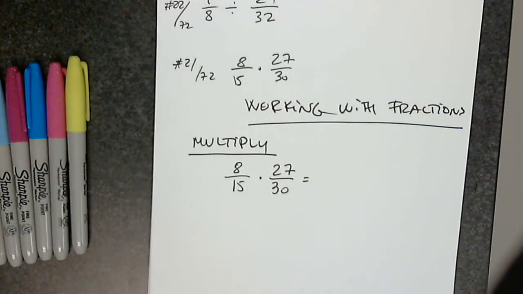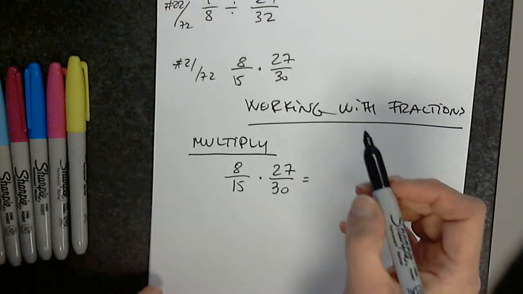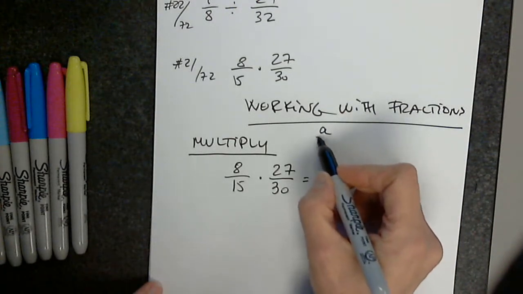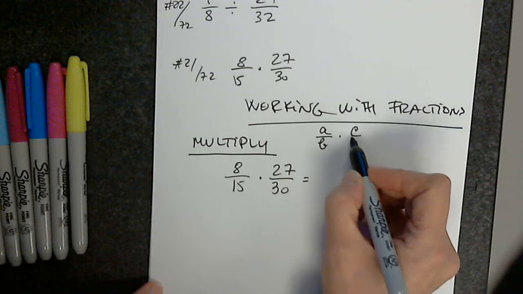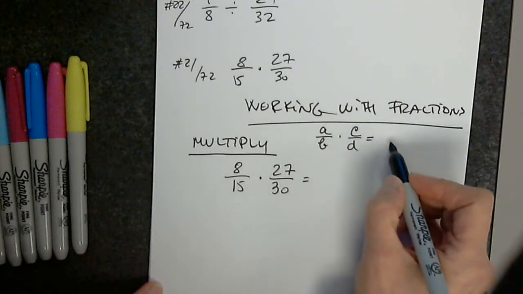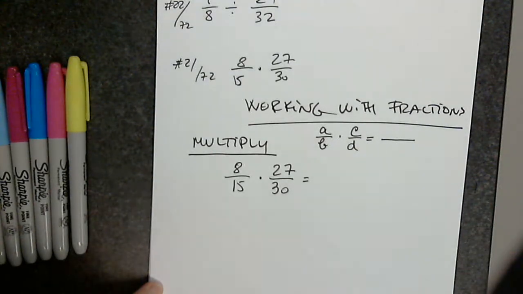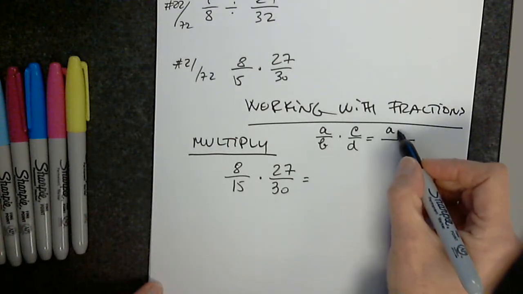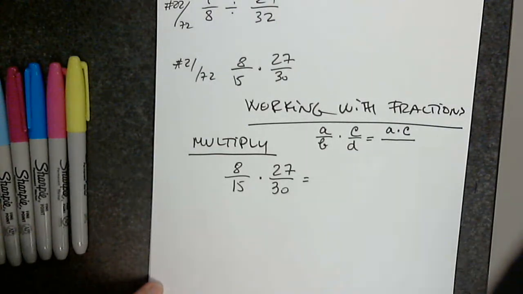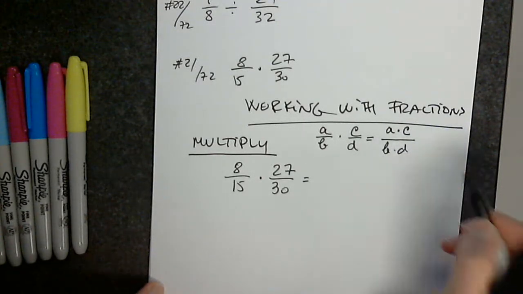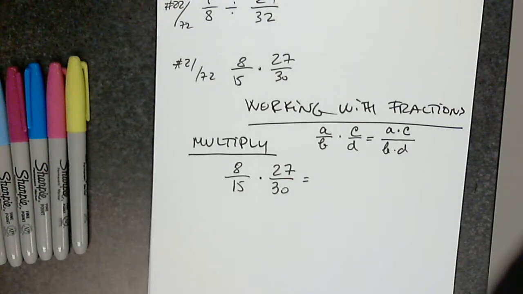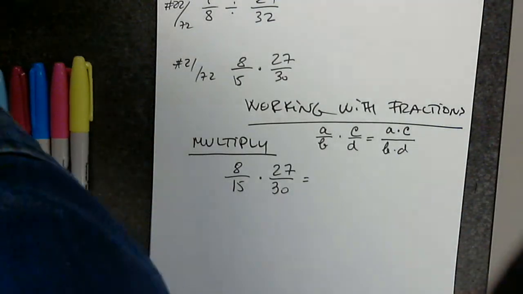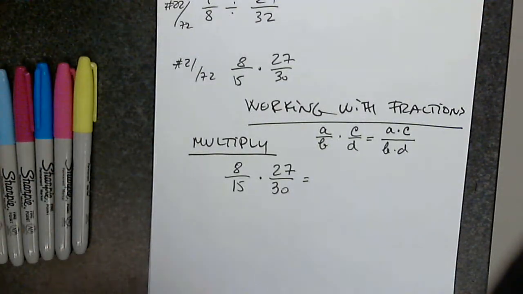multiply the top and multiply the bottom because that's the procedure, right? So let's write the procedure first. A over B multiplied by C over D is multiply the tops, A times C, multiply the bottom, the two numbers, factors in the denominator. Okay, that's the idea. But I would rather do this first.